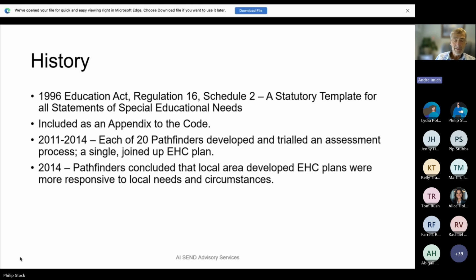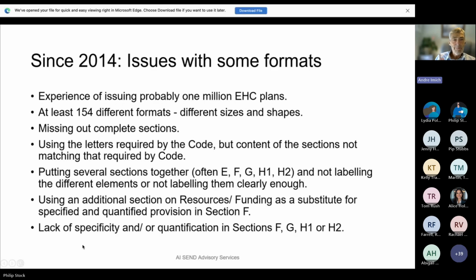Next slide, please. So I think it's important to understand that. But clearly, over a decade now, we've had this new template for over a decade. I reckon in England, we've had at least 1 million EHC plans produced. Obviously, we've got about 680,000 at the moment, but there will have been quite a number that have ended because the child has left the system. So we've had at least 1 million EHC plans to learn from.